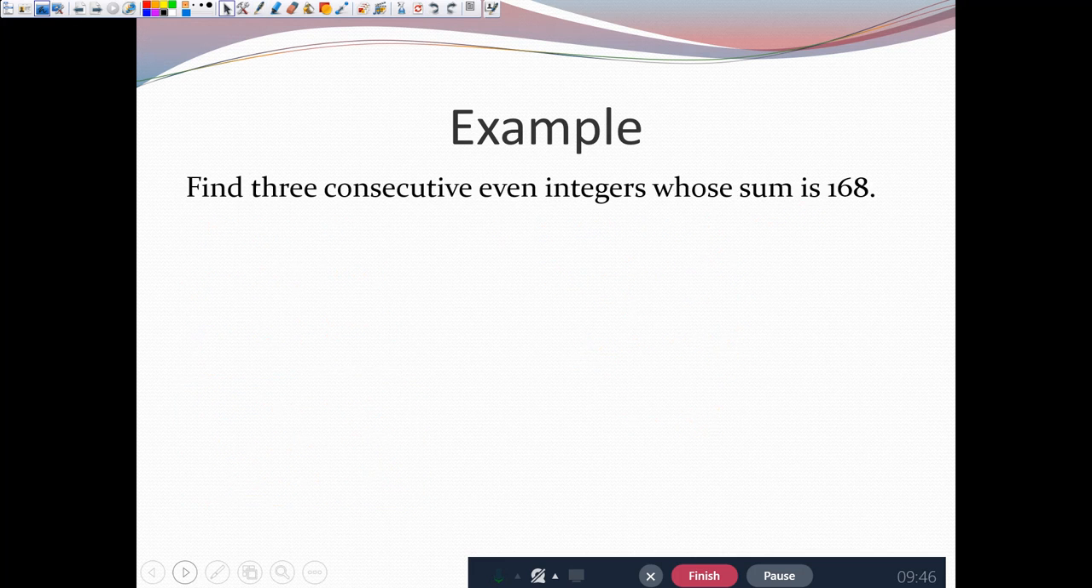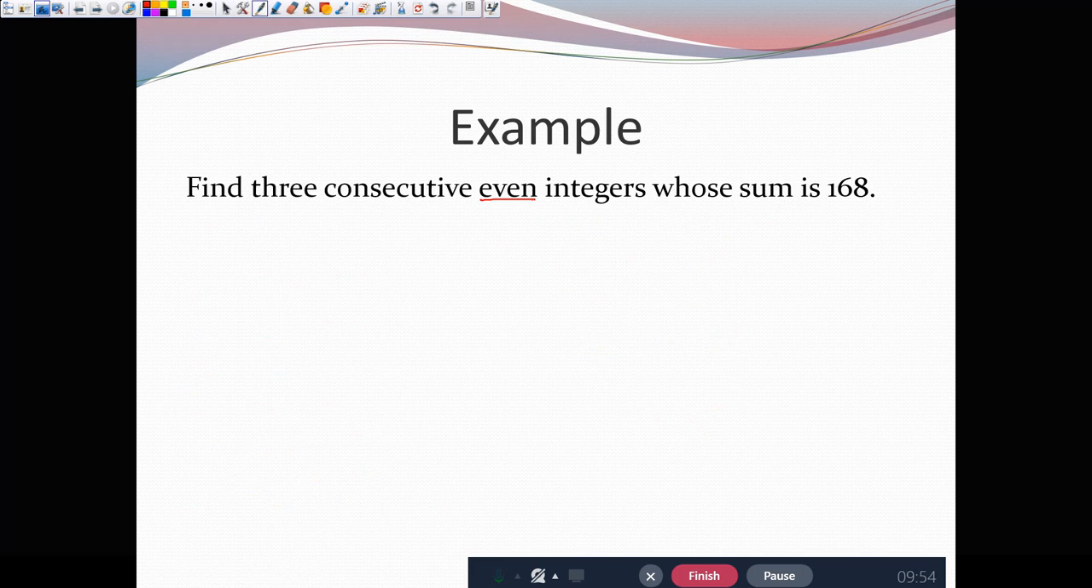Okay, so this one we have 3 consecutive even integers whose sum is 168. So it's very similar to beforehand. I'm still going to have a first number, a second number, and a third number. My first number is still going to be my smallest, so we're still going to identify it as x. But my second number, in order to get from 2 to 4, which would be my next even integer, I would have to add 2. So I'm going to have x plus 2.